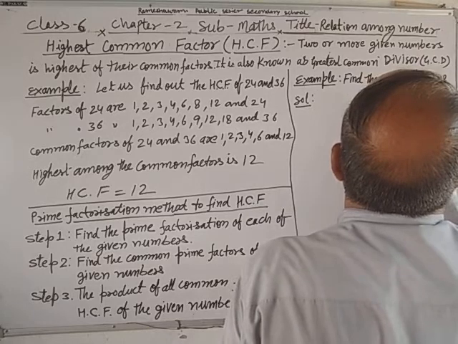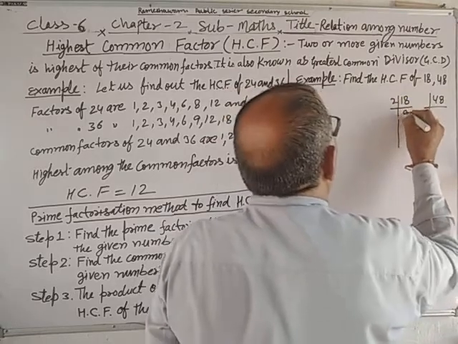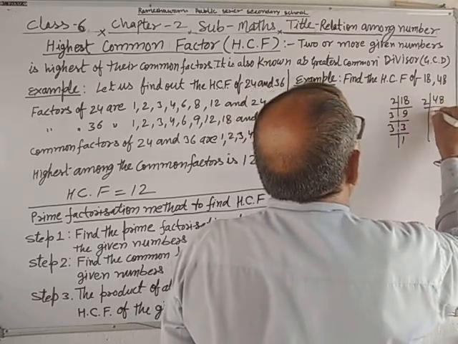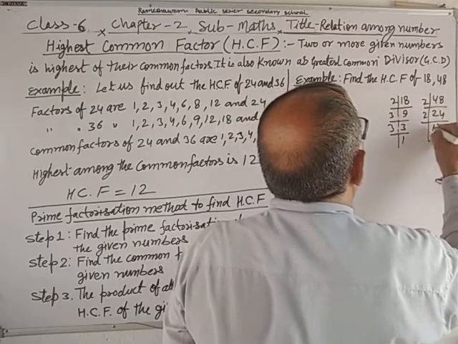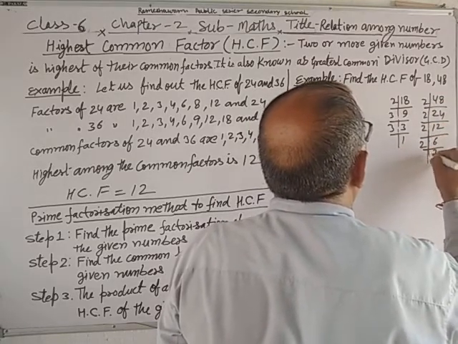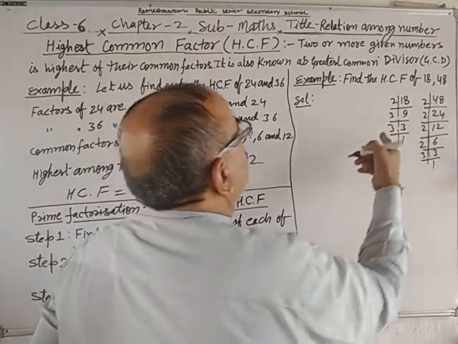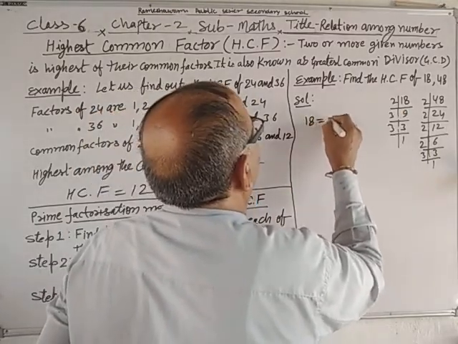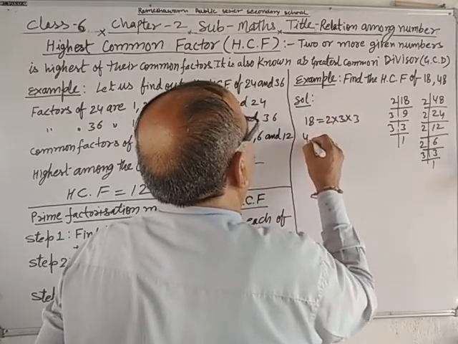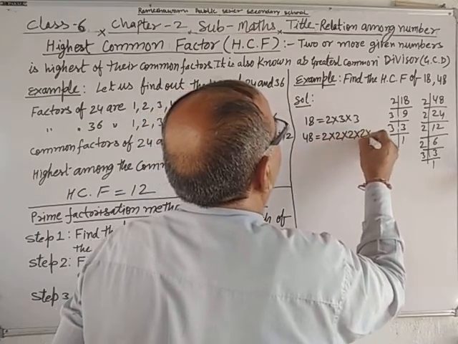18 and 48. 2 times 9, 3 times 3, 3 times 1. 2 times 24, 2 times 12, 2 times 6, 2 times 3 and 3 times 1. The prime factorization of 18 is 2 into 3 into 3 and the prime factorization of 48 is 2 into 2 into 2 into 2 into 3.